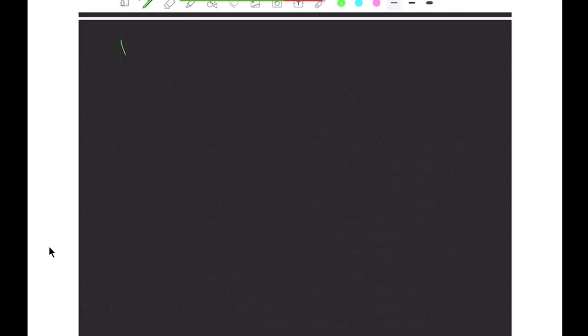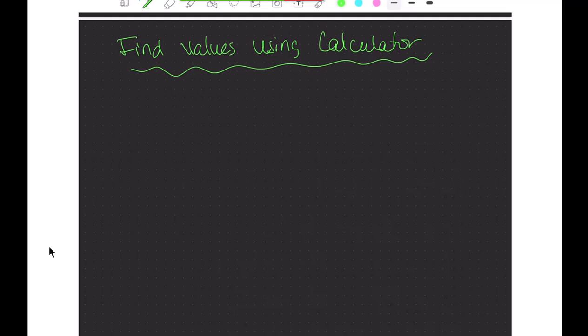Calculators. So find values using a calculator. They want you to find the sine inverse of 0.25, right? On your fancy little calculators, the inverse is the second sine button. I think you guys are good with that part.